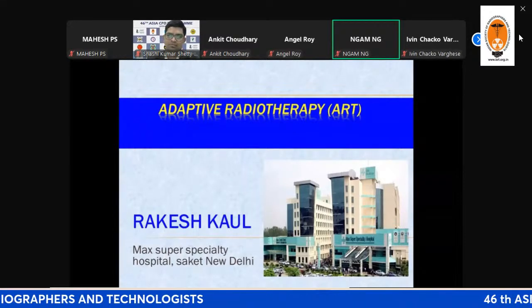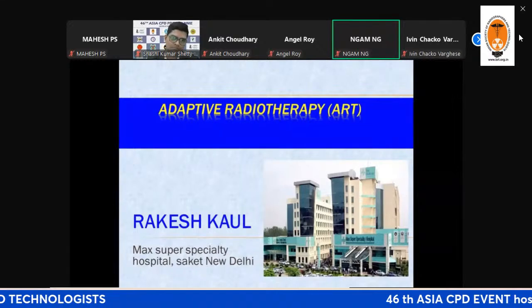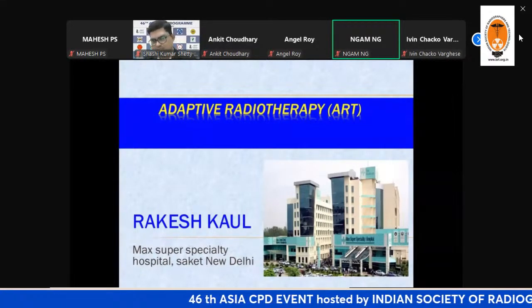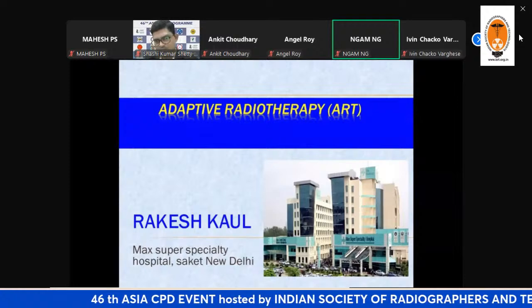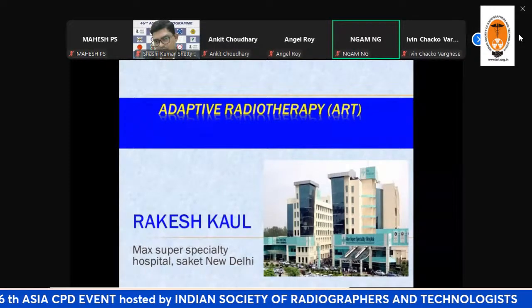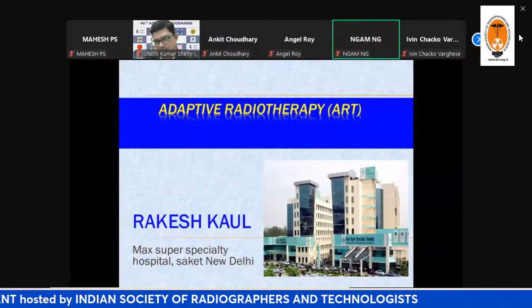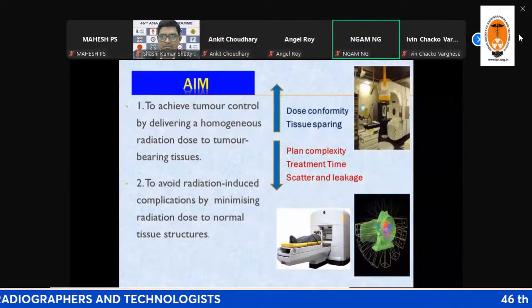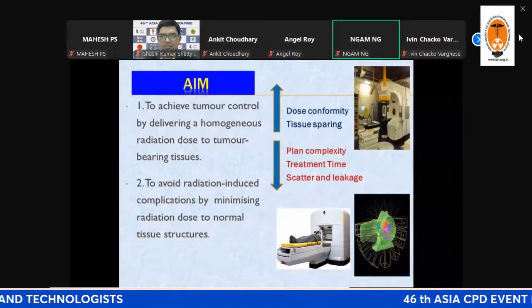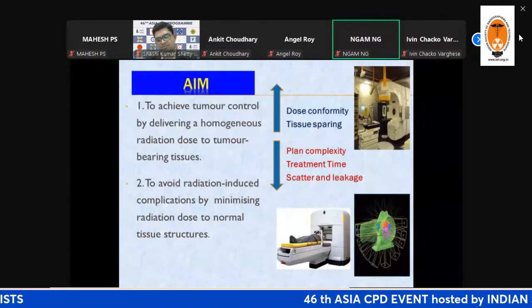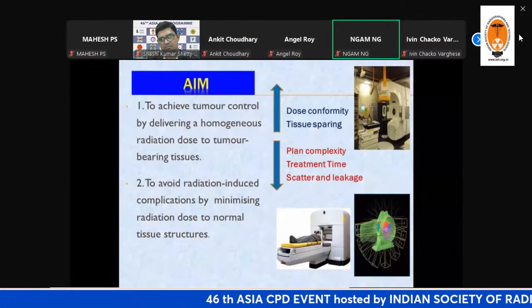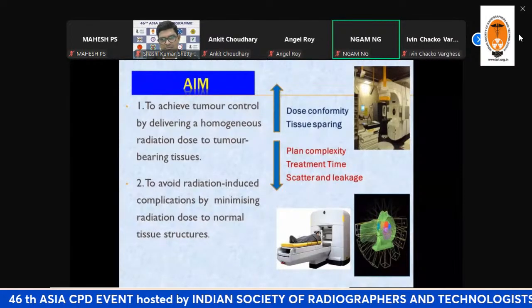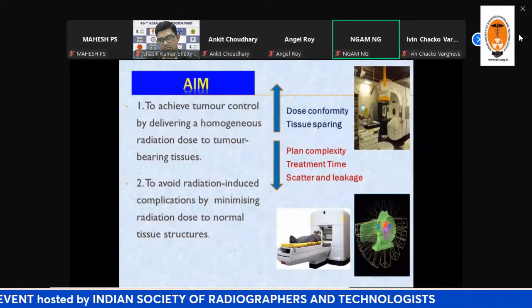Today's topic is adaptive radiotherapy, and as we know, the aim of radiotherapy is to achieve tumor control by homogeneous radiation to tumor-bearing tissues, and at the same time to avoid radiation-induced complications by minimizing radiation dose to normal tissue structures. This way, we can increase the dose conformity and also increase the tissue sparing, and at the same time, we can reduce the plan complexity.